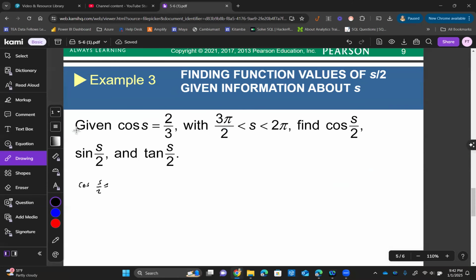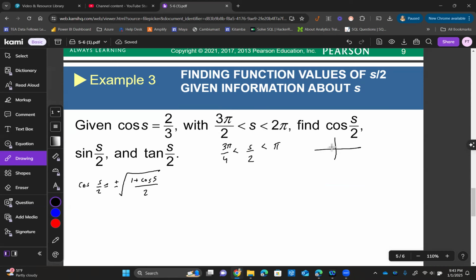So we know that this is the square root of (1 plus cosine S) over 2, and then it might be plus or minus. So we're going to think about this. For S over 2, let's find the interval. Half of 3 pi over 2 is 3 pi over 4. Half of S is S over 2, and half of 2 pi is pi. So S over 2 is going to be an angle between 3 pi over 4 and pi.